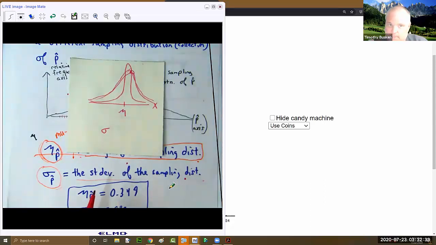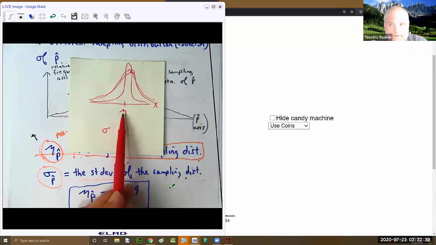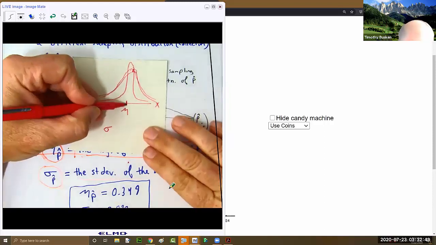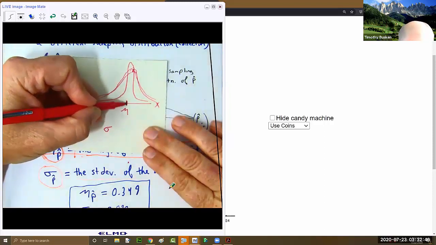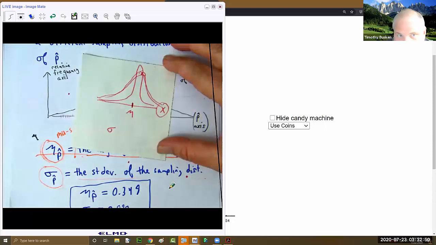Mu is a symbol that's commonly used to represent the center of a normally distributed curve, because for a normally distributed curve, the mean will always be this value here in the center. And that's for a random variable x, which is normally distributed.